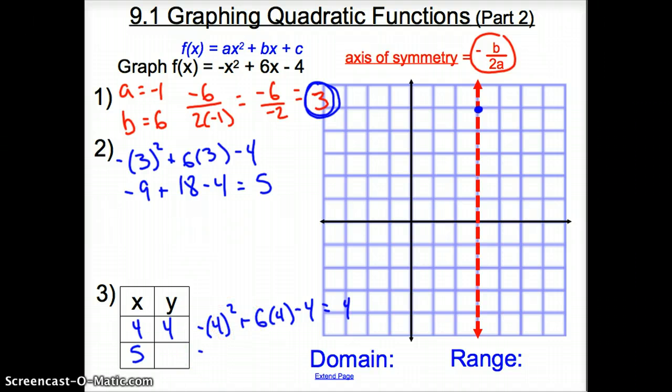And then I'm going to plug in 5. So I square my 5 plus 6 times 5 minus 4. And that gives me 1. And so now I put 1 in for my y.